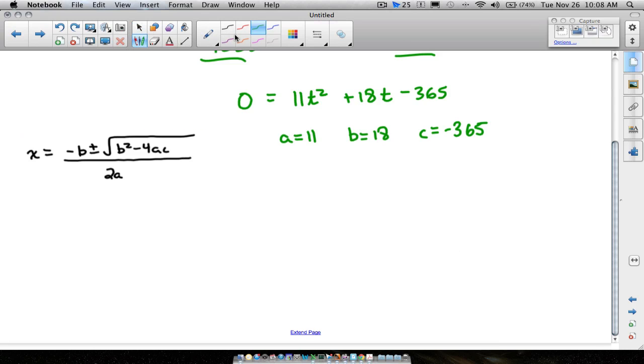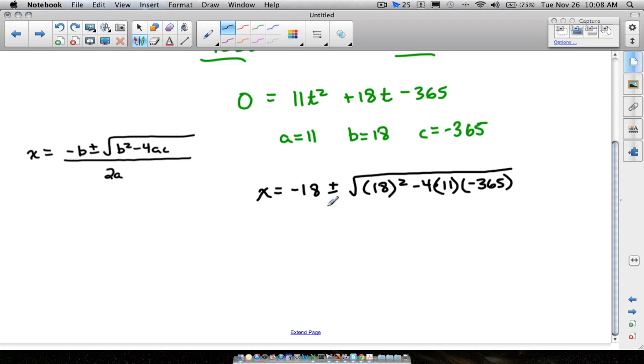X equals negative b, so we have negative 18, plus or minus, don't forget that, the square root of b squared, so we have 18 squared minus 4 times, I'll tell you what, I'm going to use parentheses. You can use those as well, I mentioned that in class, times negative 365. And this is all over 2a, so 2 times 11.